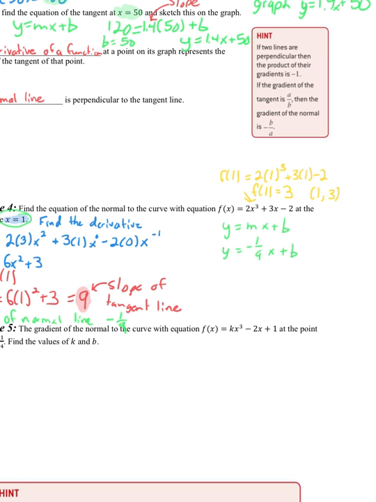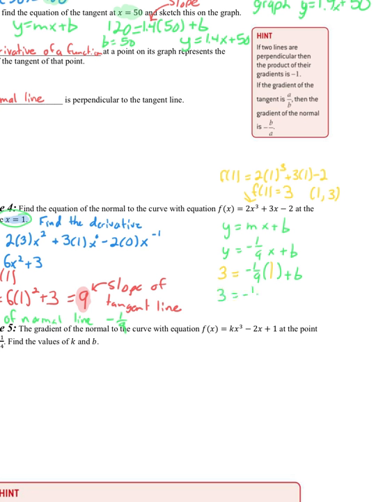But what happens is we find the point of the original function, and we find the point of the derivative at that same value, 1, 9 for the derivative, 1, 3 for the original function. And what that does now is that allows us to plug in 3 and 1, and we can solve for the b value, and this is going to be the equation of the normal line.